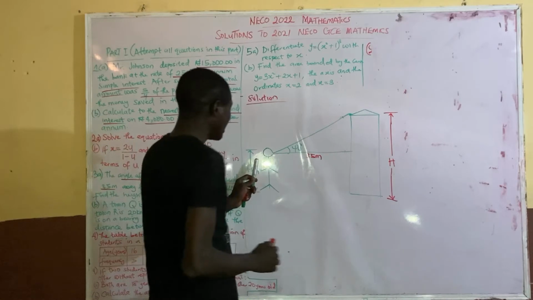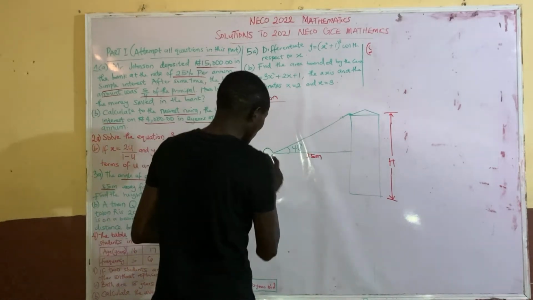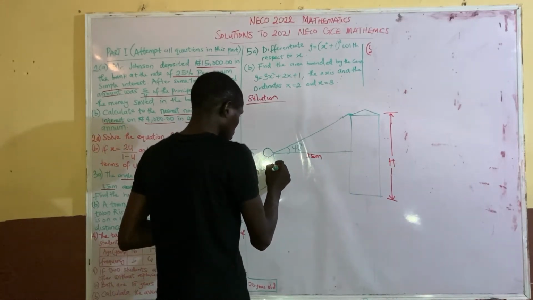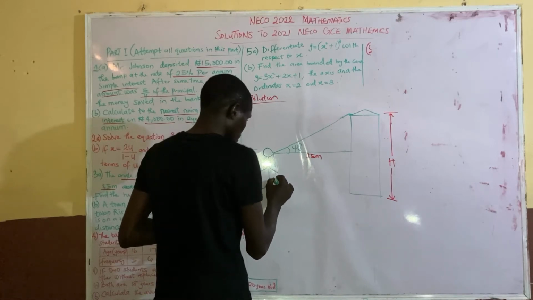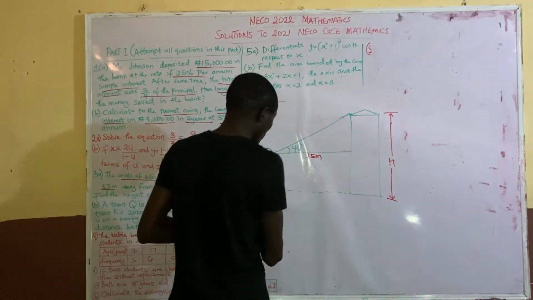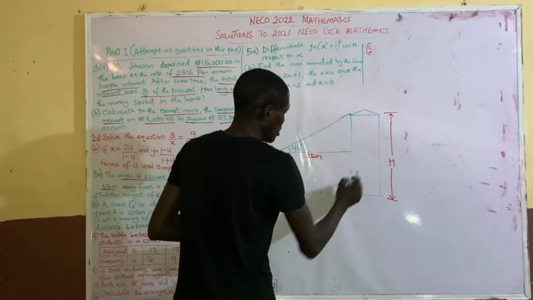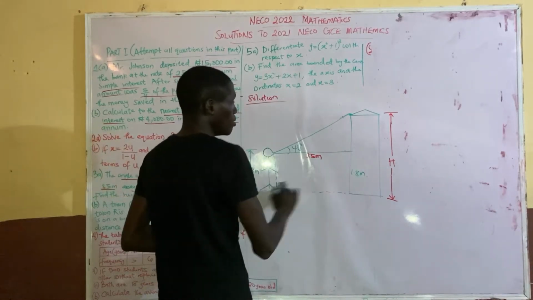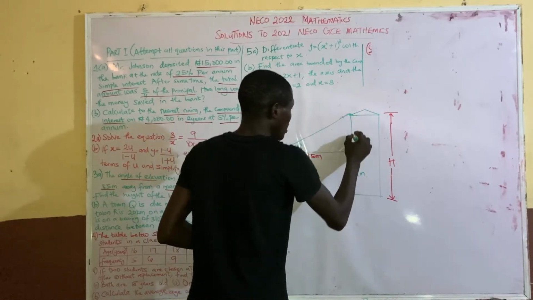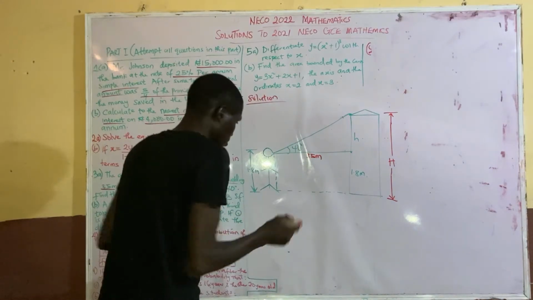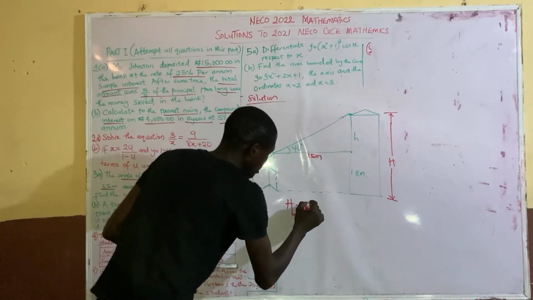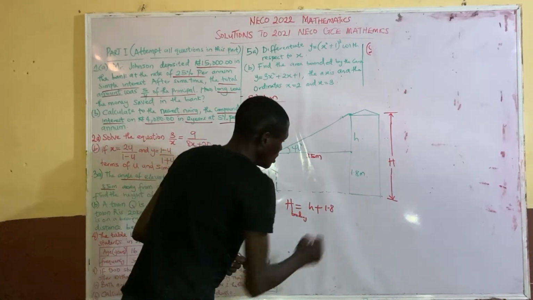But we are told that the height of the man is 1.8. It means that from here to here, if we join this one together, this one is 1.8, this one is also 1.8 meter. The opposite side of the rectangle is 1.8. So from here to here, small letter h. So the height of the building will be given as small letter h plus 1.8 meter.